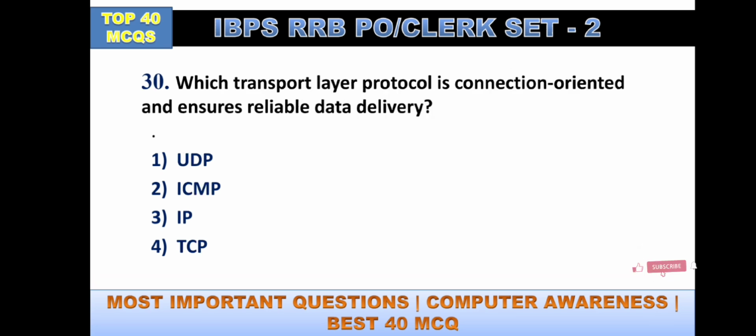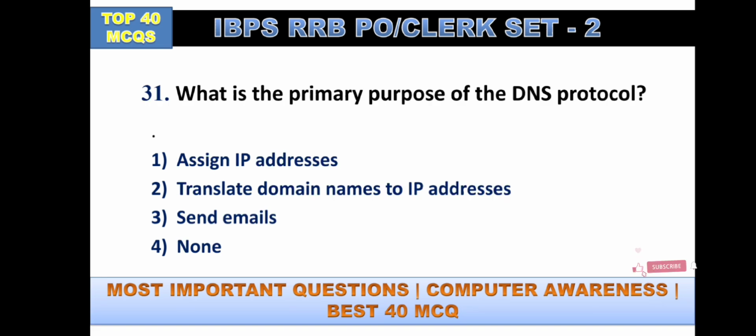Okay. Which transport layer protocol is connection oriented and ensures reliable data delivery? So it is done by TCP. Okay. Transmission Control Protocol. Okay. TCP. What's the primary purpose of the DNS protocol? So DNS is domain name server, or you can say in some books it is domain name system. Okay. So it is used to translate domain names to IP addresses.